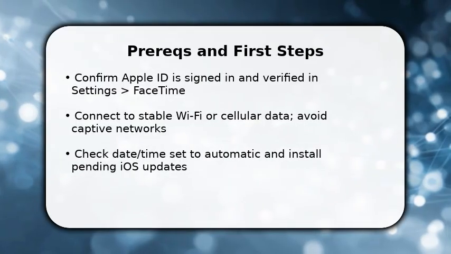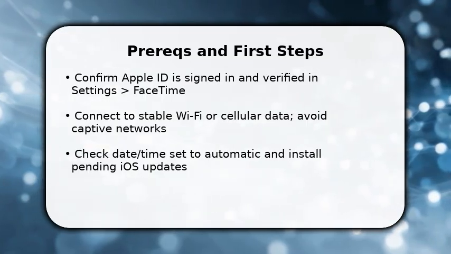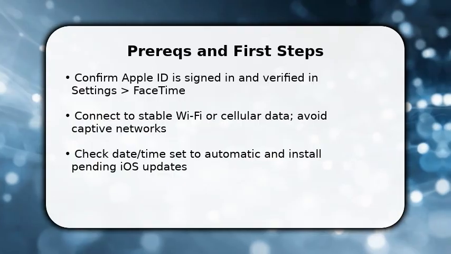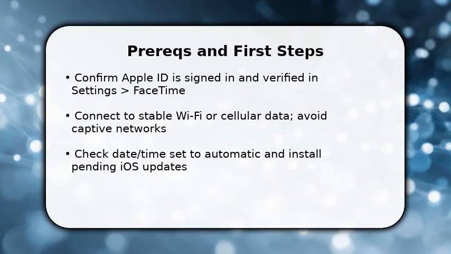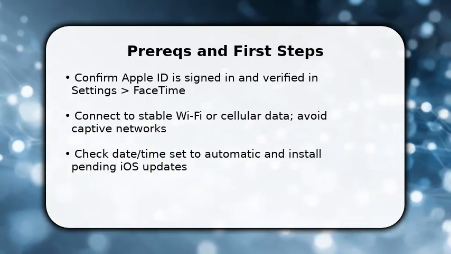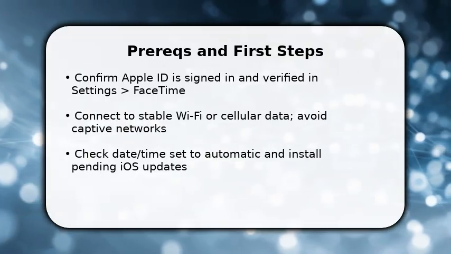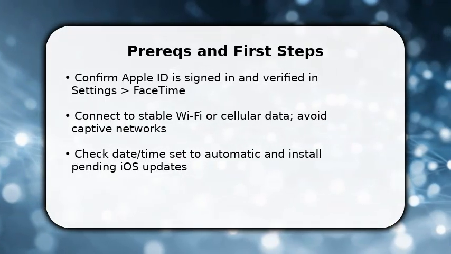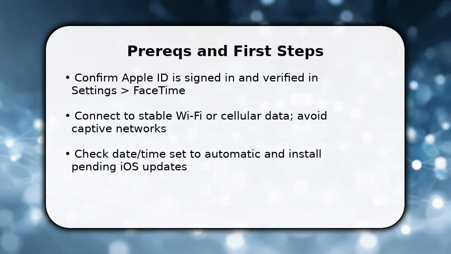You start by confirming the basics so activation can proceed. Sign into your Apple ID in Settings and verify the account. Once done, make sure you're on a stable Wi-Fi or reliable cellular connection because activation communicates with Apple servers. Also set date and time to automatic and install any available iOS updates. This prevents certificate and server handshake errors.